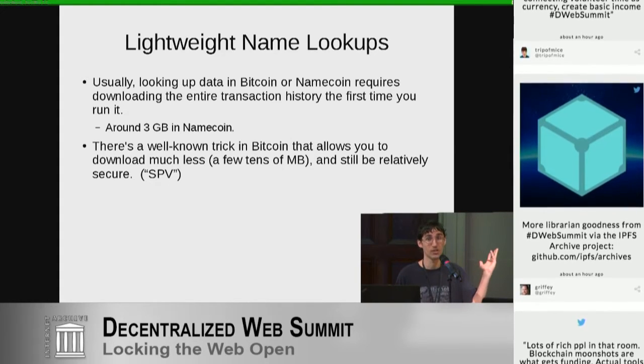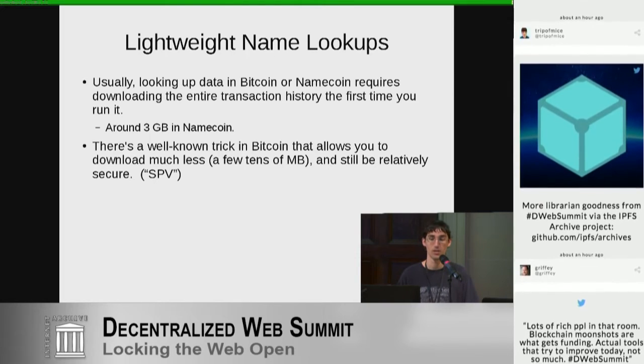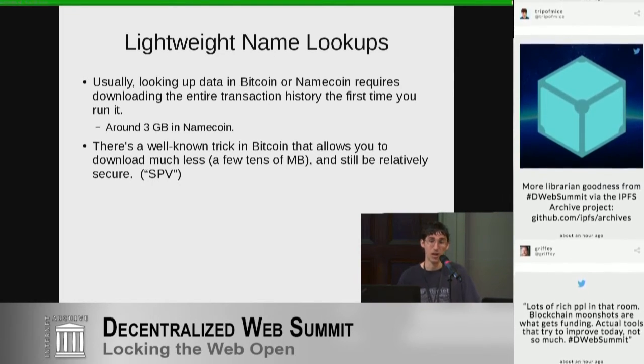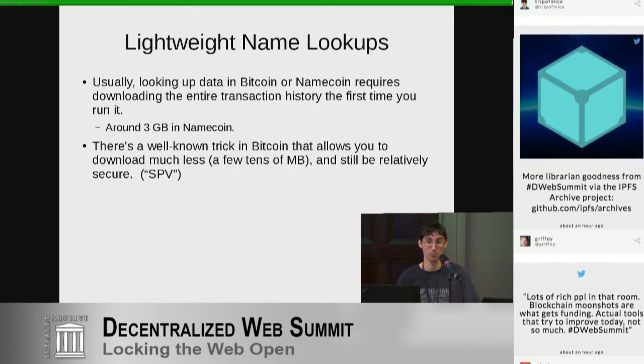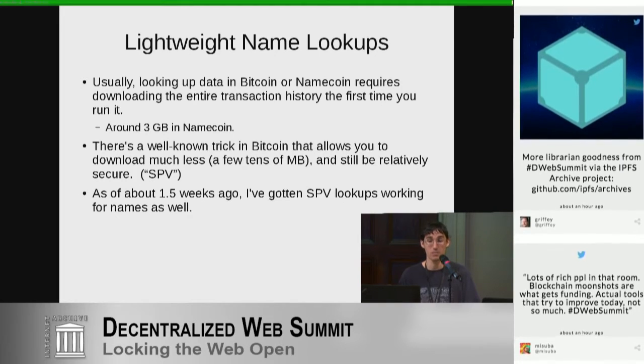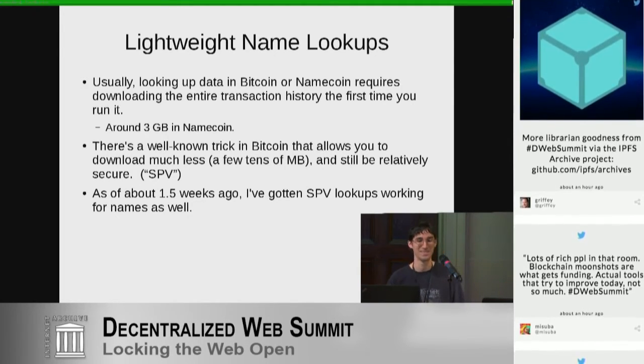If you do cryptocurrency, you probably know there's a trick called SPV, which lets you download a lot less data, just a few tens of megabytes normally, and you're still reasonably secure. Not quite as secure as a full client, but quite a bit better than a trusted third party. Well, I now have SPV lookups working for Namecoin names, so yay.